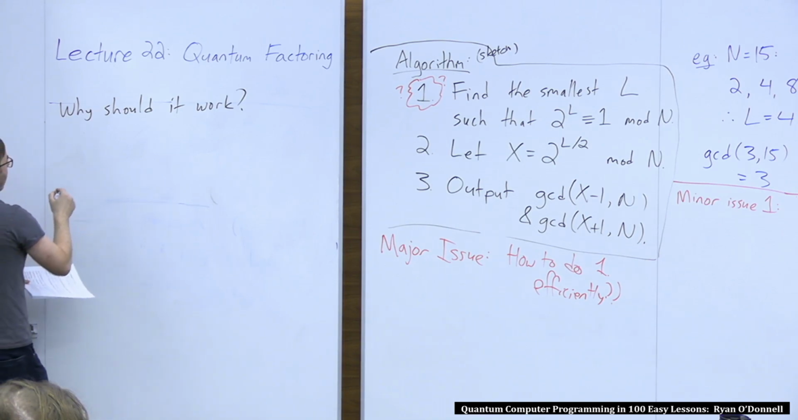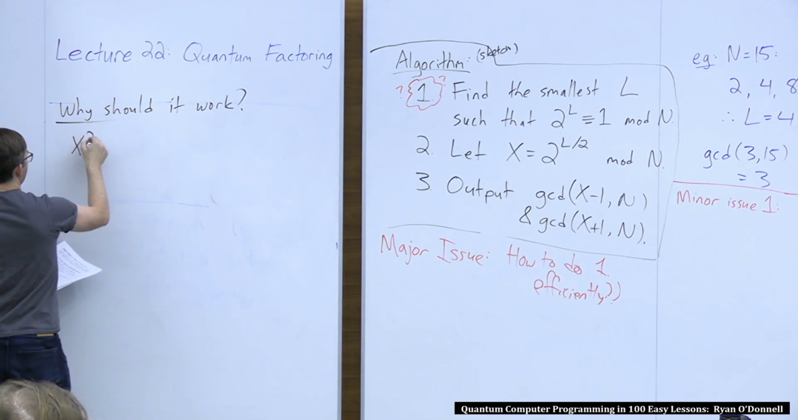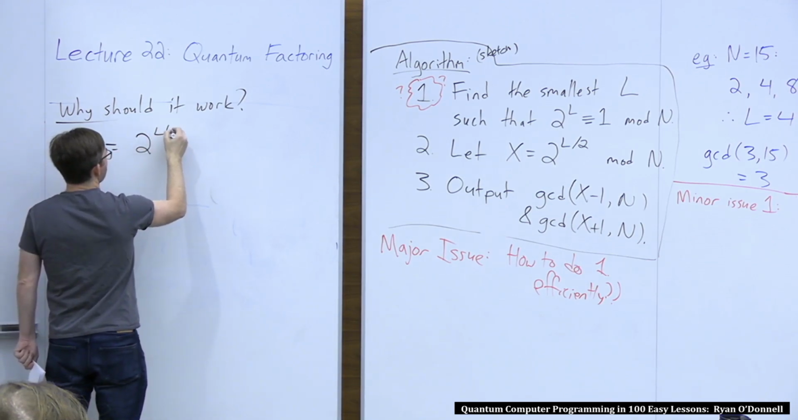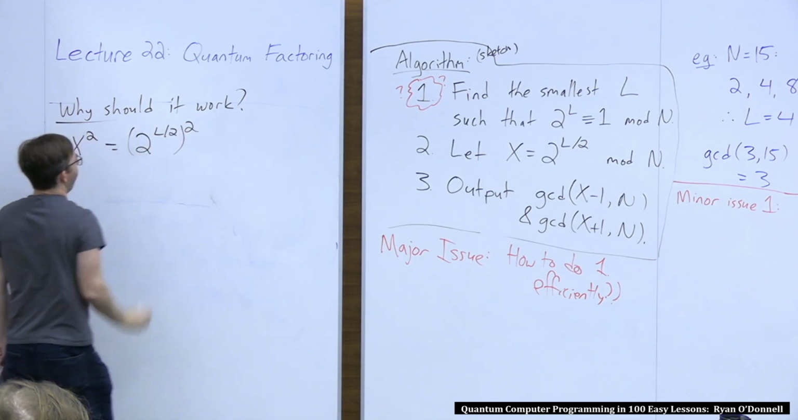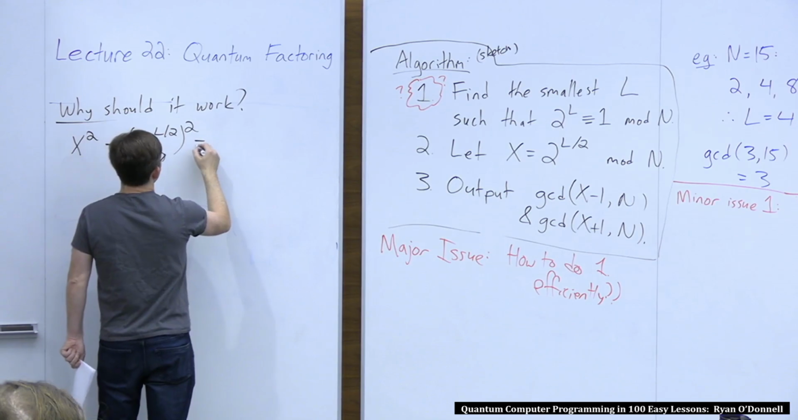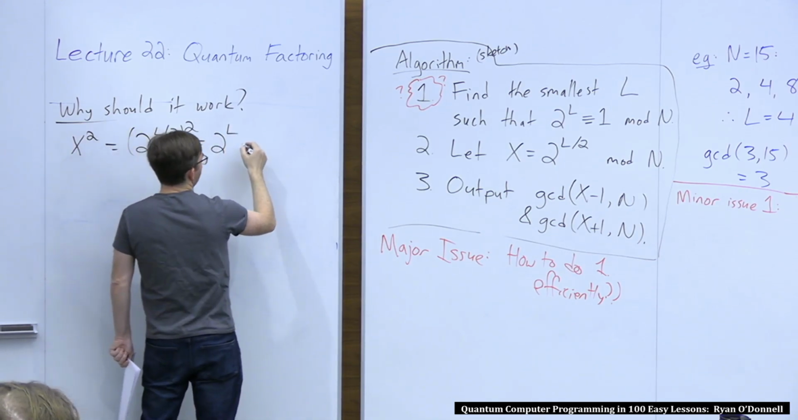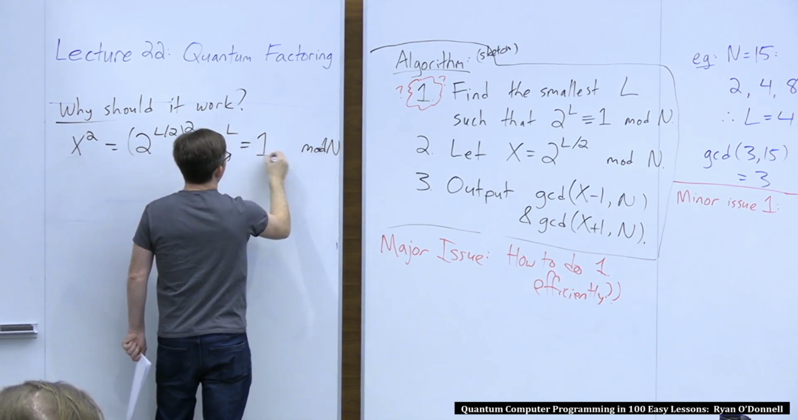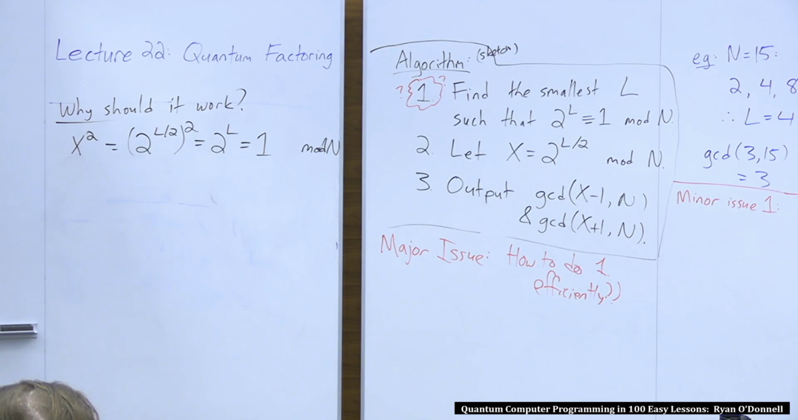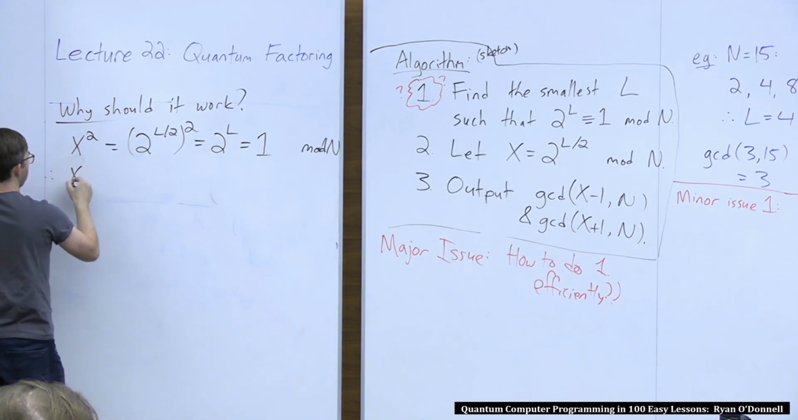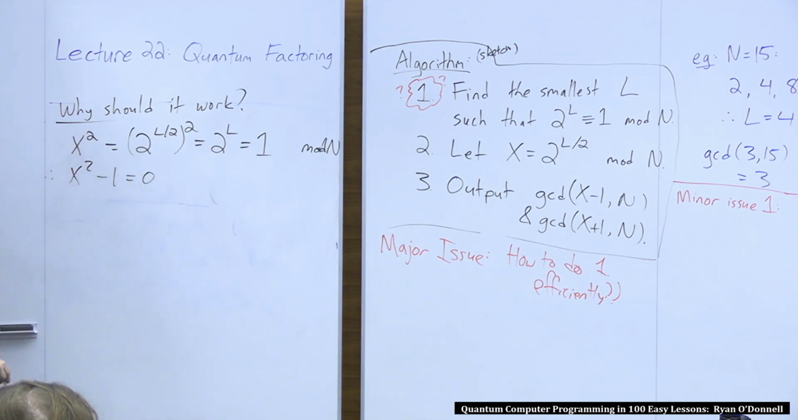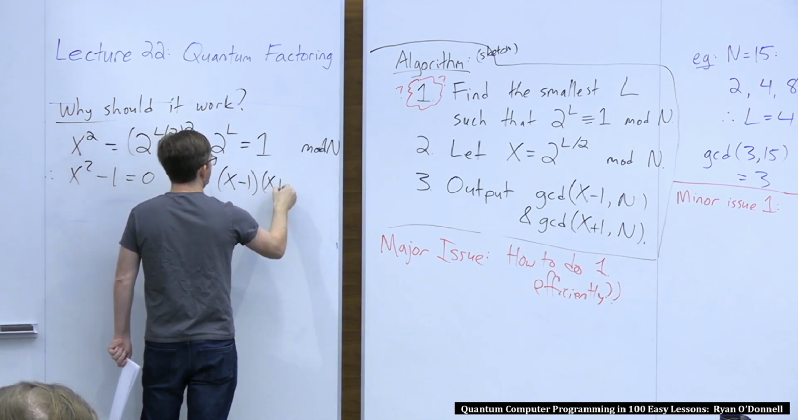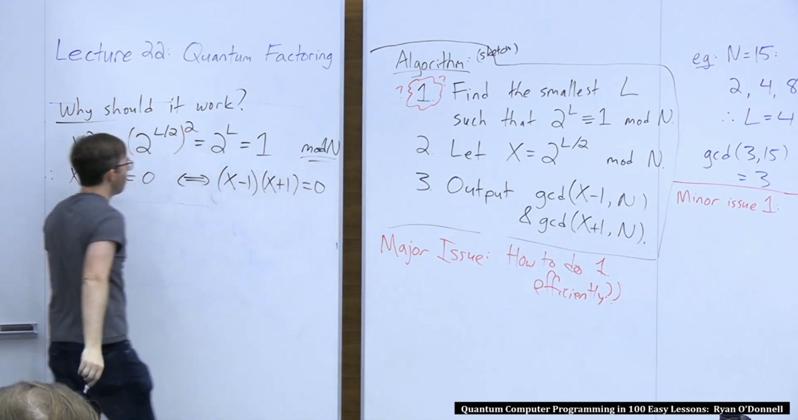And then you cook up this x. And now let's look at x squared. So, OK, x squared is 2 to the L over 2, assuming that makes sense, squared. OK, we have exponents, so that's 2 to the L. And this is all mod n, by the way. And that's 1. That's the whole point. So that means that mod n, x squared minus 1 equals 0, just rearranging. OK. And then we can factor this. So that means x minus 1 times x plus 1 equals 0. This is all mod n.